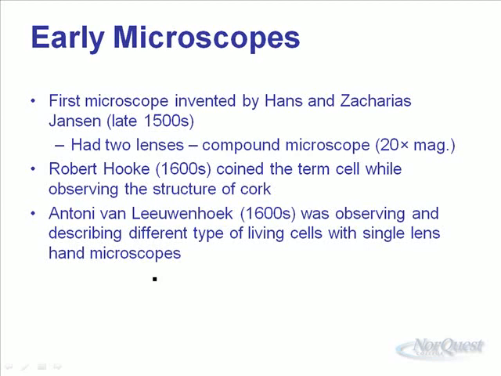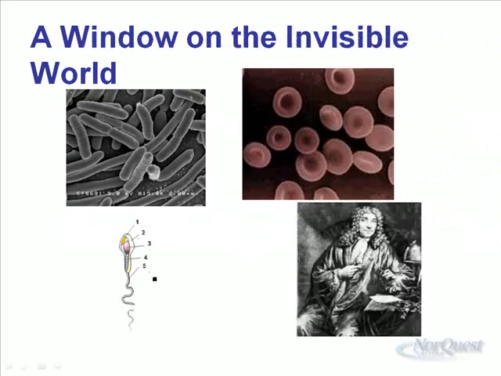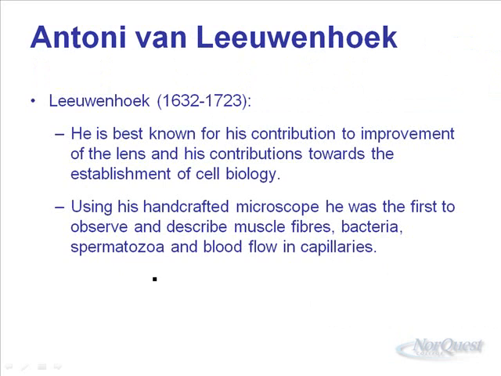Anthony van Leeuwenhoek was observing and describing different types of living organisms with single lens microscopes. And the single lens microscope at the time was actually better than the compound microscope because there was less light diffraction. Since he knew how to make lenses, he did a lot of the early descriptions of cells, simply because he had the best lens. So he's best known for his contribution to improving lenses and his contributions towards the establishment of cell biology.